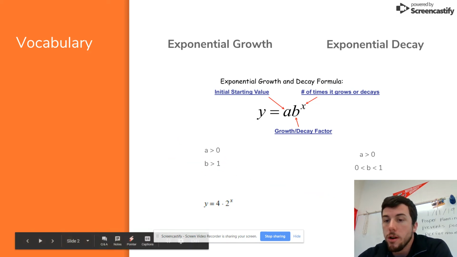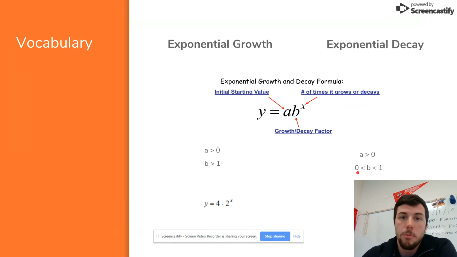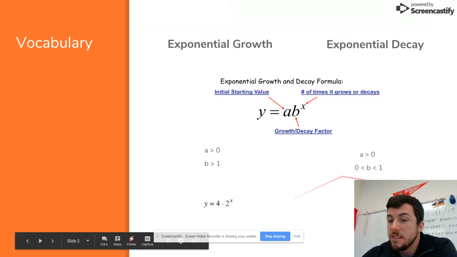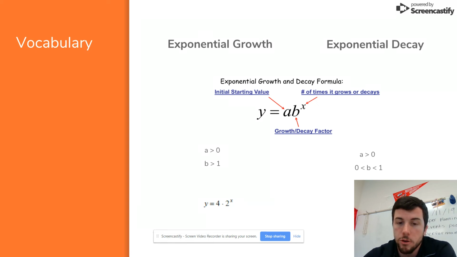Okay, and for decay, we want a number that is smaller than 1, but we're not allowed to have any negative numbers. So it's got to be greater than 0, and it's got to be less than 1. So traditionally, we're going to see fractions, we're going to see decimals, and they have to be smaller than 1. And that's what we're going to practice a lot today, doing the bookwork.